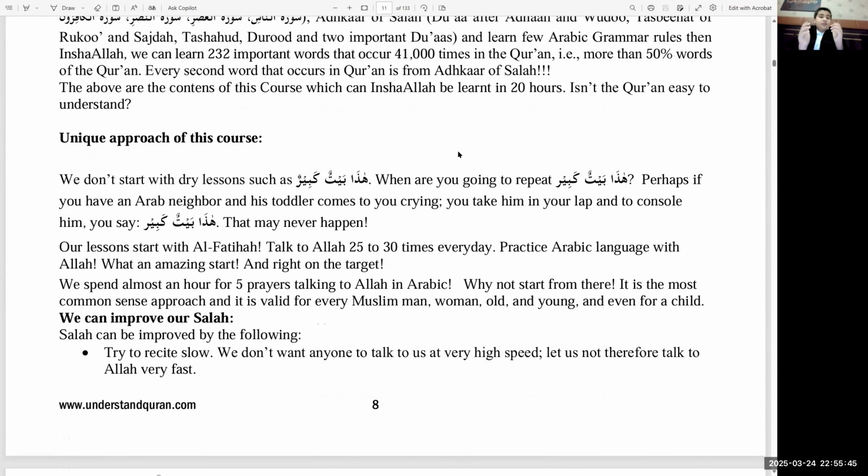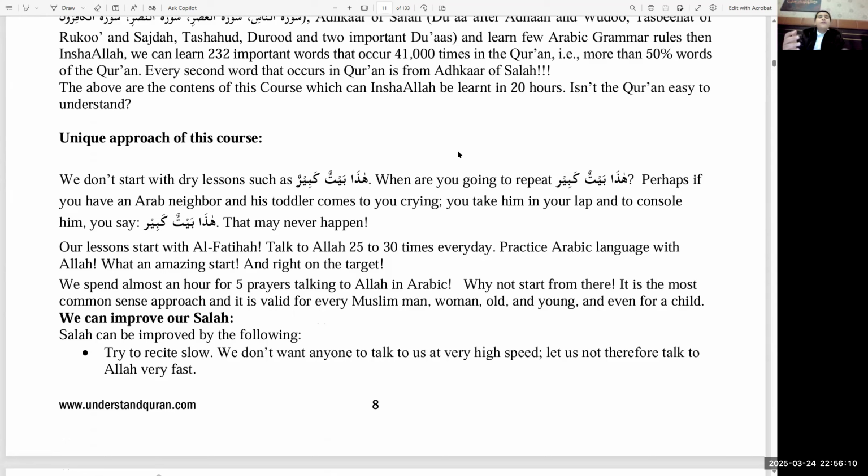Unique approach of this course. We don't start with dry lessons such as هذا بيت كبير. When you repeat هذا بيت كبير, perhaps if you have an Arab neighbor and the toddler comes to you crying, you take him in your lap, and to console him, you say هذا بيت كبير. That may never happen. Our lessons would start with Al-Fatiha.